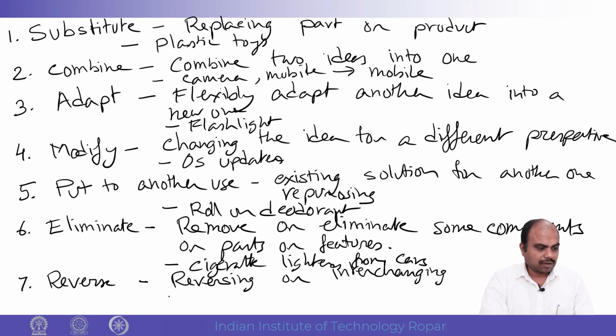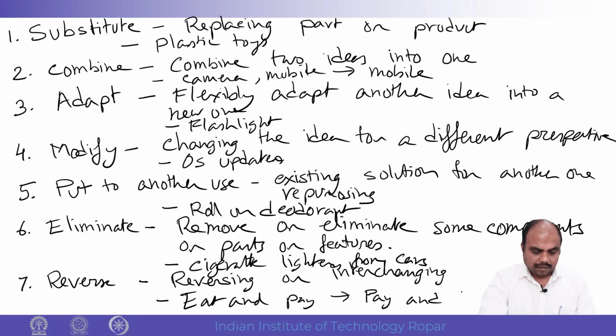Reverse. So here reverse is, you change it in such a way that, in a restaurant you go, you can eat and then you can pay. That is the standard way. But there are some restaurants like McDonald's, if you go there, you have to pay first and eat. So I think both have advantages and disadvantages. But then the model is reversing. So, eat and pay, to pay and eat. Okay, I hope you learned SCAMPER.